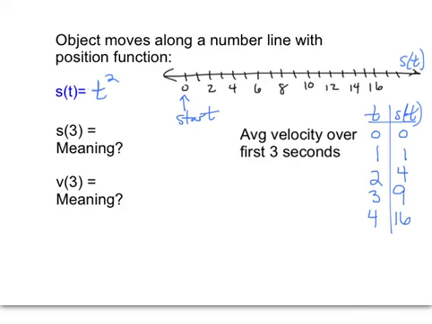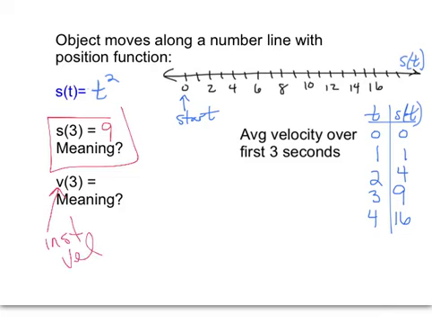So what is the meaning of S of 3? It means that we are at 9 after 3 seconds. What is the meaning of V of 3? That is the instantaneous velocity at t equals 3. So we would actually have to figure out the derivative here, or use the straddling the points a little to the left, a little to the right.